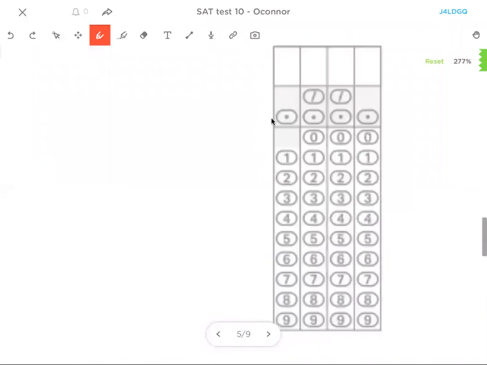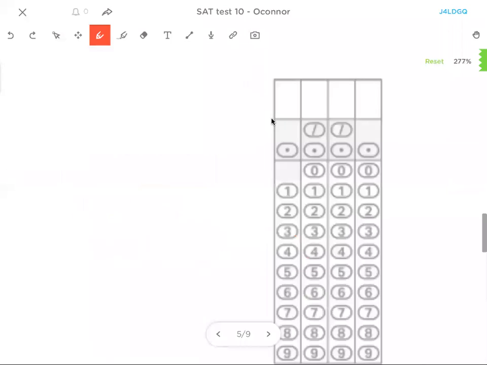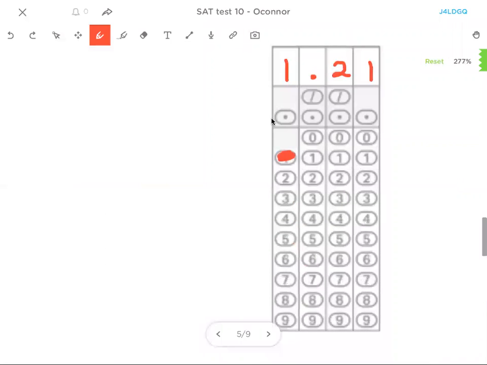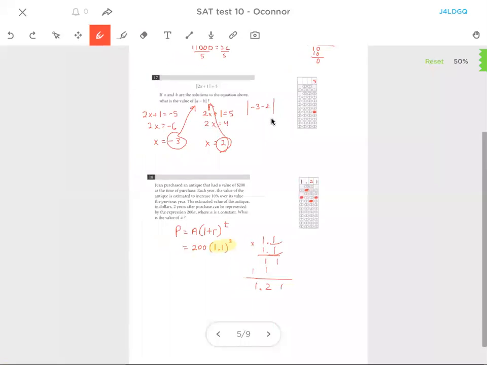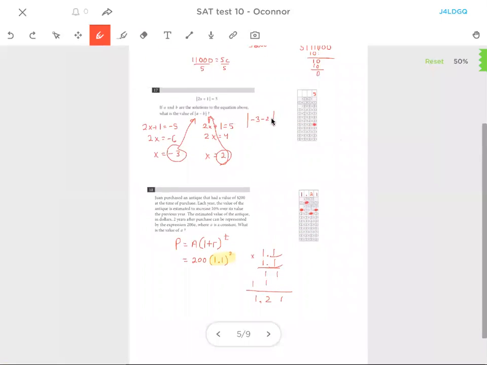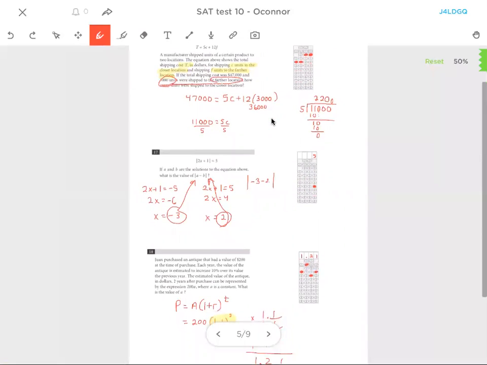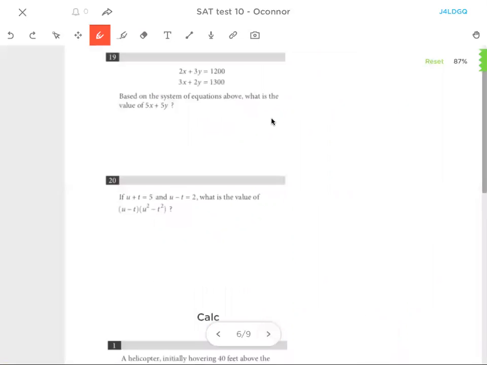So again, either left justified or right justified. I guess in this case we have 1.21, so it doesn't matter. But make sure you bubble in 1.21. All right, any questions on the first slide? Okay, I'm going to keep rolling here.